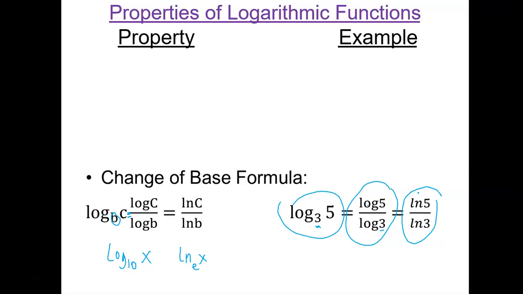So log 5, close your parenthesis if your calculator gives you one, divided by log 3 is equal to 1.465. I rounded it up there. So basically what this helps you do is use your calculator to calculate any log.